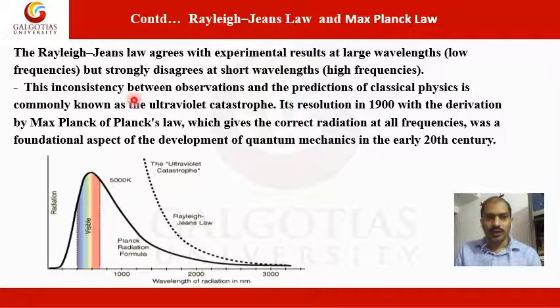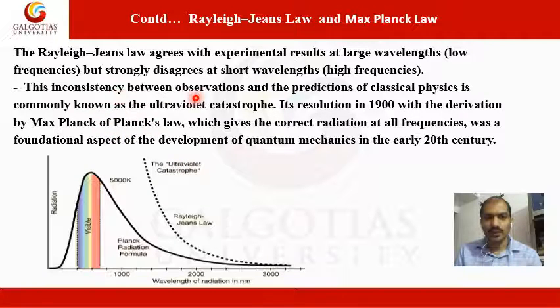So here the Rayleigh-Jeans law agrees with experimental results at larger wavelength or low frequency, as you can see from this graph, but strongly disagrees at shorter wavelength or high frequency. On the x-axis, this is the higher wavelength region and this is the lower wavelength region. The law fits at the higher wavelength region but does not fit at the lower wavelength region, or you can say at higher frequency. This behavior is known as the ultraviolet catastrophe.